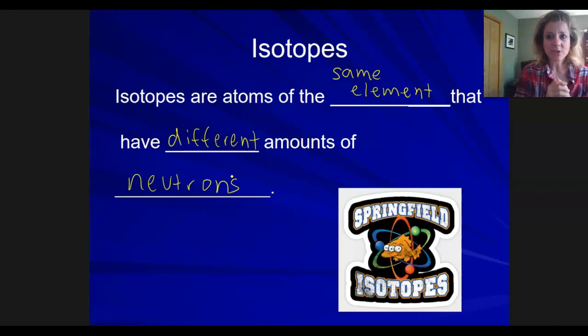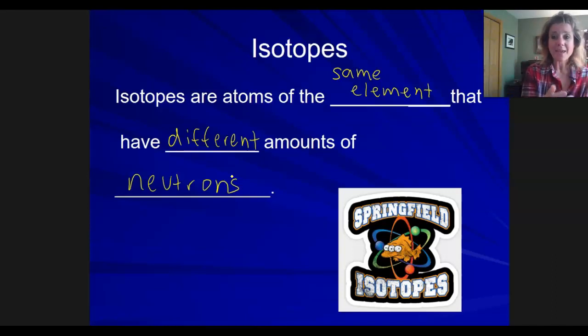So let me just give you an example of what this even means. First of all, atoms of the same element are not always the same. So if you have a gold nugget, like a big chunk of gold that you're holding in your hand, all of the atoms that make up that gold nugget may not be the same. They might be a little bit different. Are they still gold? Yes.